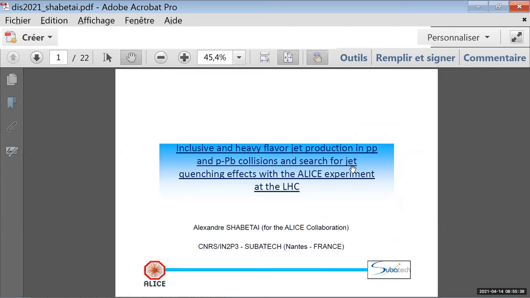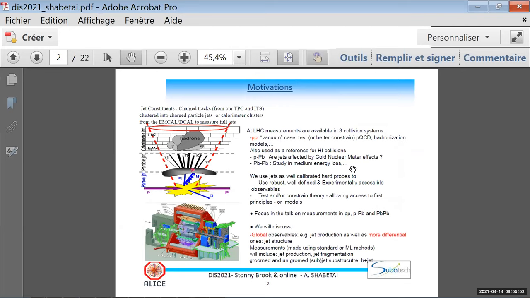Okay, thank you. So today we'll talk about inclusive and heavy flavor jet production in pp and p-Pb collisions and search for jet quenching effects with the ALICE experiment at the LHC. So to start with, when you have so-called pp hard collisions, you get a parton shower. After hadronization, you get, of course, a hadron shower. And then if you cluster them into a jet by opening a cone or using a recombination algorithm, you will get your jet, and then you will measure it using your detector. In ALICE, we have two kinds of jet measurements. The charged jets are from our TPC and ITS, and the full jets include the calorimeters, EMCAL and DCAL.